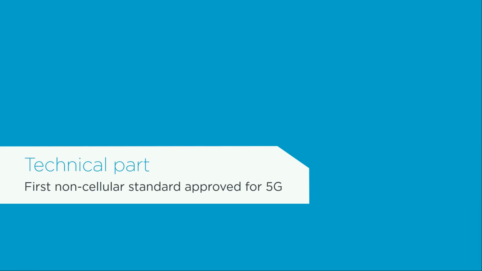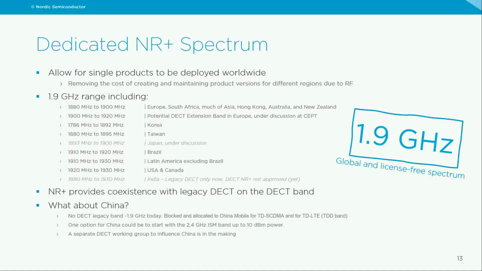So now we're going to jump into the technical part of the first non-cellular approved technology for 5G. The first thing I want to dive into is this license exempt 1.9 gigahertz spectrum, which is more or less globally available, and it's listed here. First off, what are the benefits of having a global spectrum? This means you can have a single product that would work around the world without having to have different designs depending on the regions where you're deploying your product.